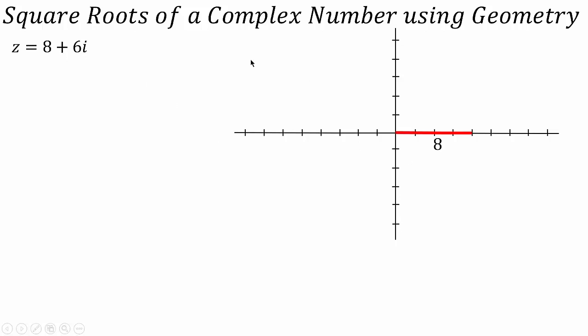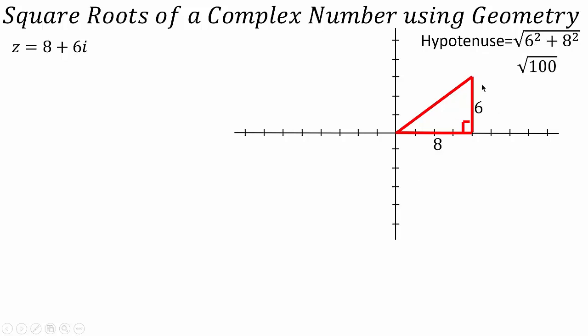For the real part 8, we will go 8 units to the right, then we will go 6 units up. This will be 6, and since these are perpendicular axes, it will be 90 degrees. Let's draw the hypotenuse over here. Since this is a right angle triangle, we can use the Pythagoras theorem to find the hypotenuse, which will be equal to the square root of 6 squared plus 8 squared. So we can find it to be 10.